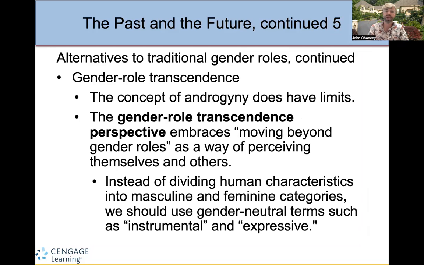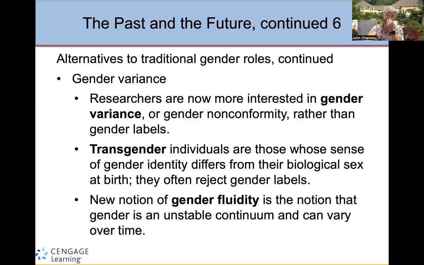Maybe a more nuanced understanding is the gender role transcendence perspective, which says moving beyond gender roles is a way of helping us understand and perceive ourselves more compassionately. So instead of dividing us up based on characteristics like masculine and feminine, we should start thinking about gender neutral terms such as instrumental or expressive. And then thinking about gender variance, there's a lot of research that looks into this. Researchers have a growing area of interest in gender variance or gender non-conformity rather than those traditional gender labels.